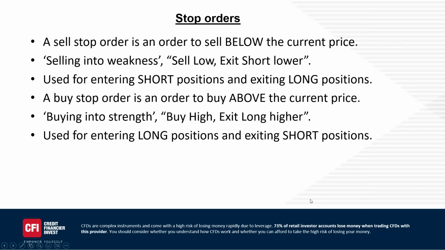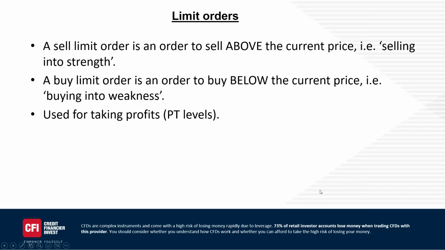Okay. Now, most people know what stop orders are. Limit orders are kind of the reverse of that. So a sell limit order is an order to sell above the current market price. So what you're doing is you are selling into strength. A buy limit order is an order to buy below the current market price. So what you're doing is you are buying into weakness. Now, I only use limit orders for taking profits for my PT levels. I don't enter trades using limit orders. I enter trades using stop orders.